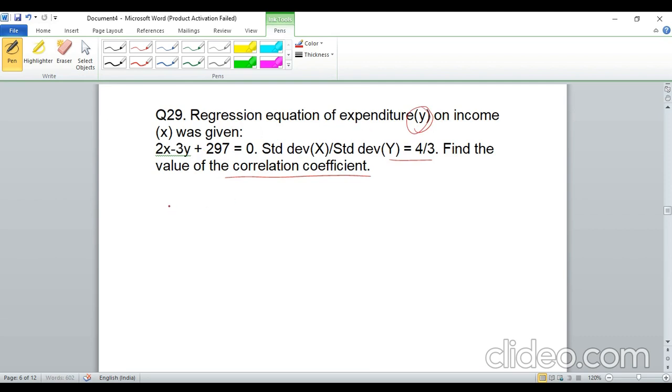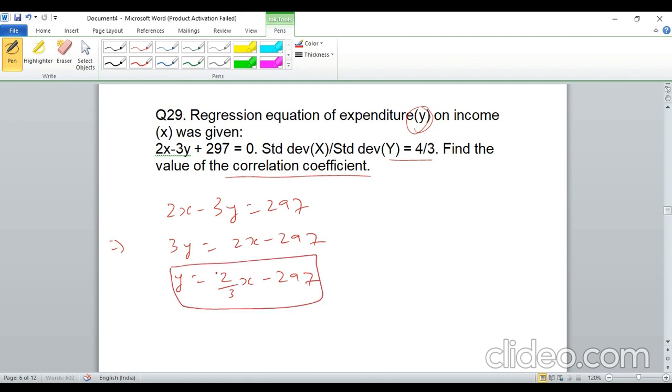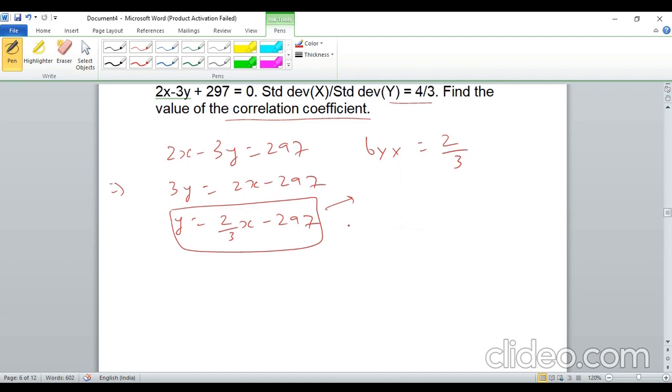So it was given as 2x minus 3y plus 297 equal to 0. This we can write as 3y is equal to 2x plus 297, so y will be 2 by 3 x plus 297 by 3. Now from this we can infer that byx is 2 by 3, right guys? I hope that you guys know this. Now byx we can also write as r sigma y by sigma x, right? So byx we are given as 2 by 3.